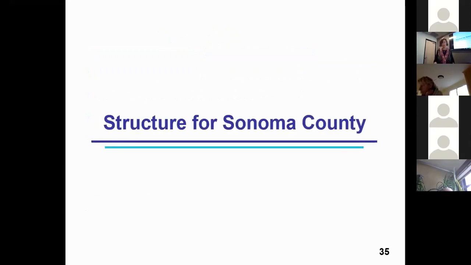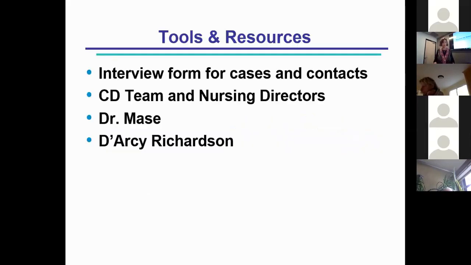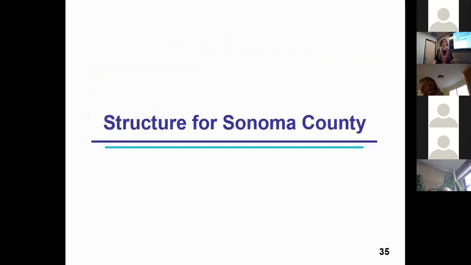So I am going to stop right now and let you all do your demonstration. I'm sure it's going to bring up a lot of questions. We're going to try to hold that until the end. And then I'm going to talk a little bit about just the mechanics of this, what we're thinking of for the structure for Sonoma County, and wrap this part of it up and then go back to Lucinda.